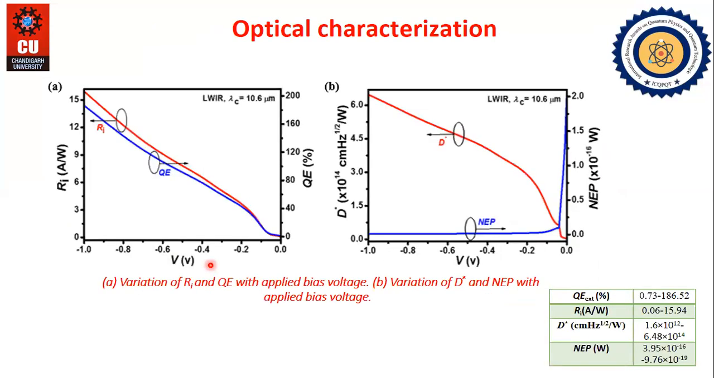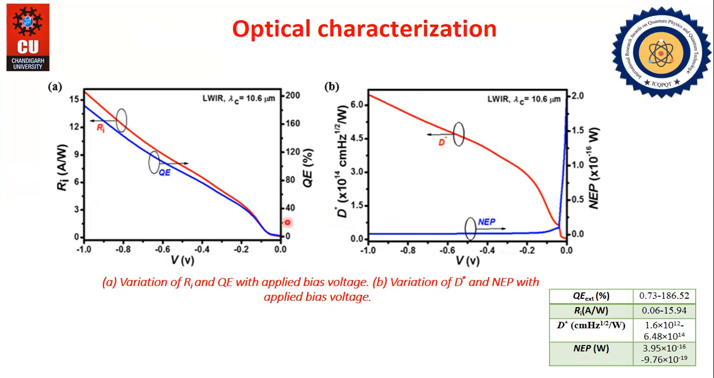To further illustrate the performance of the proposed detector, the optical characteristic parameters, including photon responsivity, quantum efficiency, specific detectivity, and noise equivalent power are estimated. The variation of the response current, photon responsivity, and quantum efficiency with the applied bias voltage is shown over here, whereas this figure shows the variation of the specific detectivity and NEP with the applied reverse bias voltage.